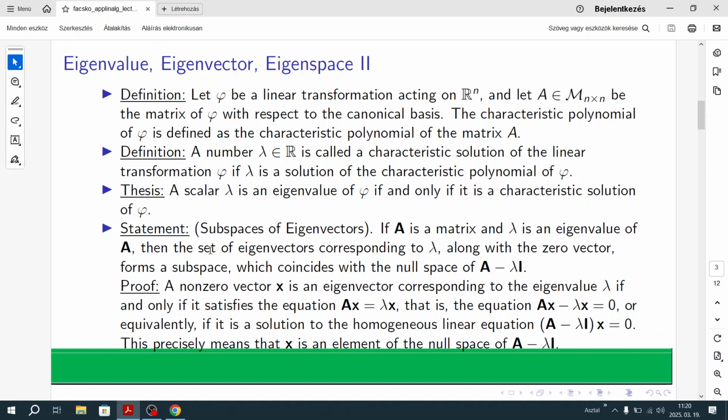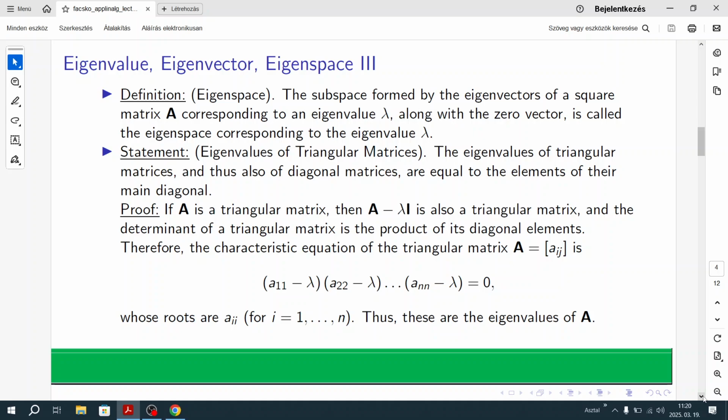So there is a matrix A. There is an eigenvalue of A, and then there is a set of eigenvectors corresponding to lambda, I mean each lambda, and this forms a subspace. That's a subspace. This subspace is called the eigenspace.